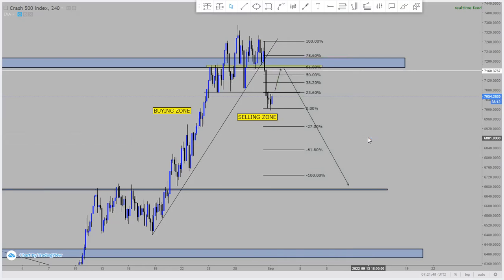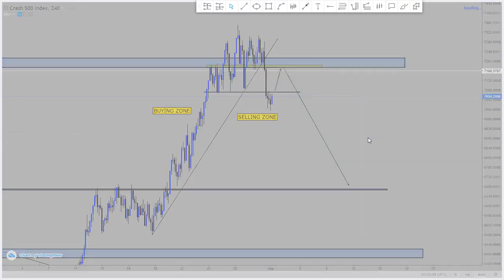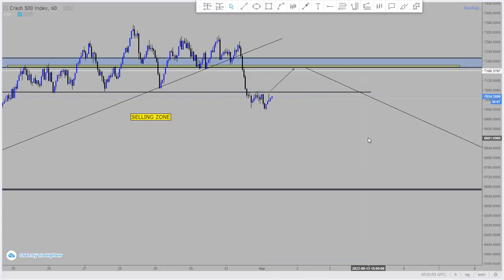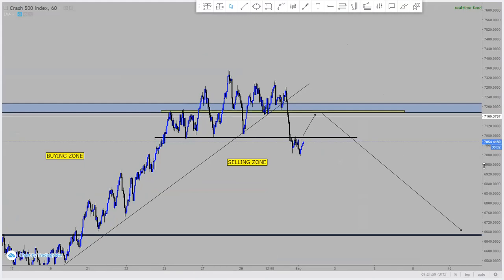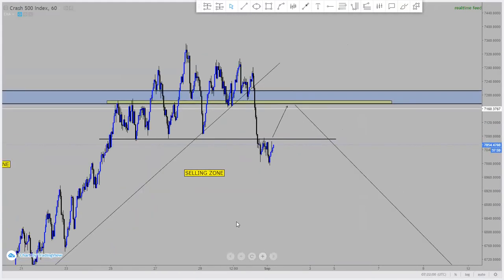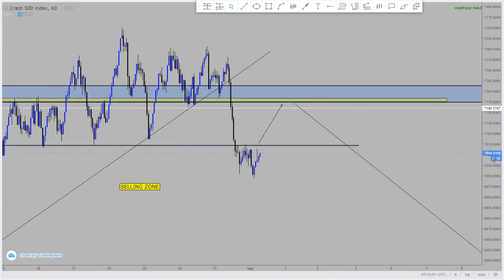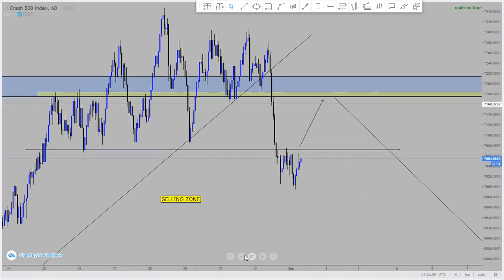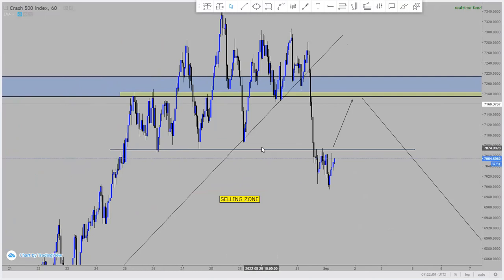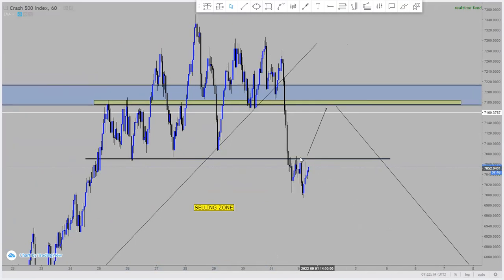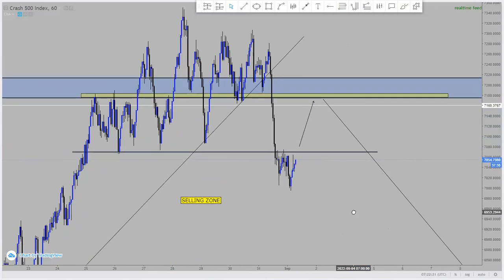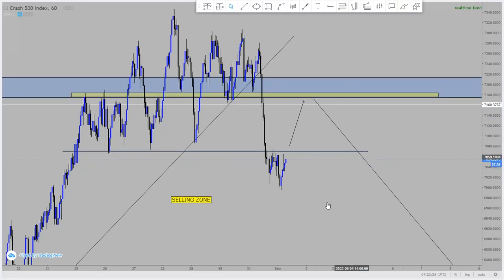So you can also scale down to your 1 hour just to see what the 1 hour is telling us as well. That resistance is still there. As I said, if ever the market does not break above this resistance, it simply means it's going to continue selling from there. You understand? Is it clear?